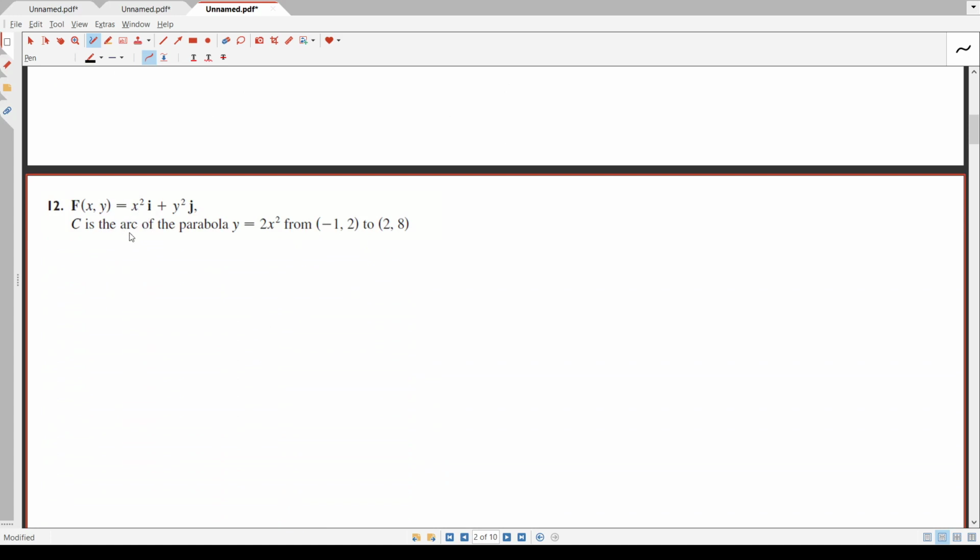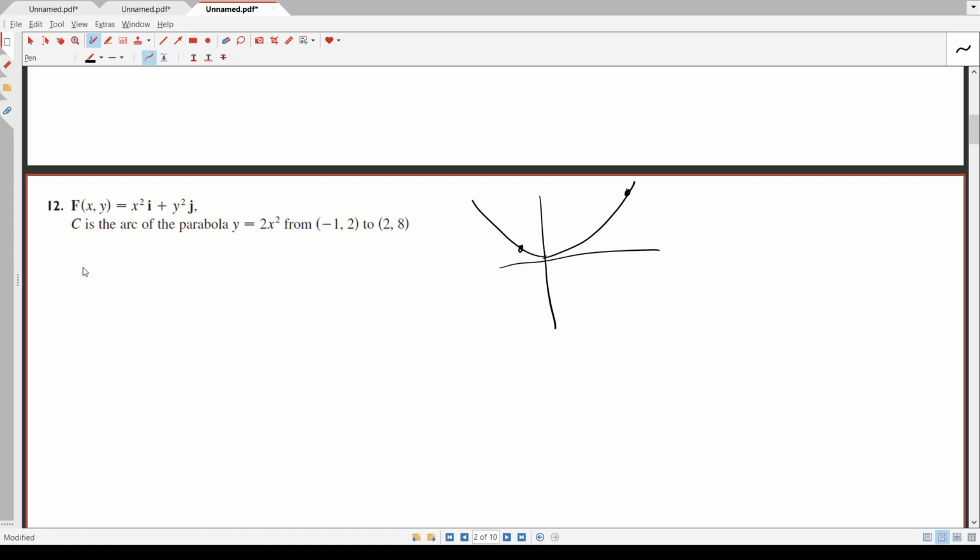Okay, so here we want to see, can we write this as the gradient of something else? I'm just going to sketch this curve. So 2x squared looks like this. And then we want to go from here to here. So we don't really care about this region over here. This is the region we're interested in.